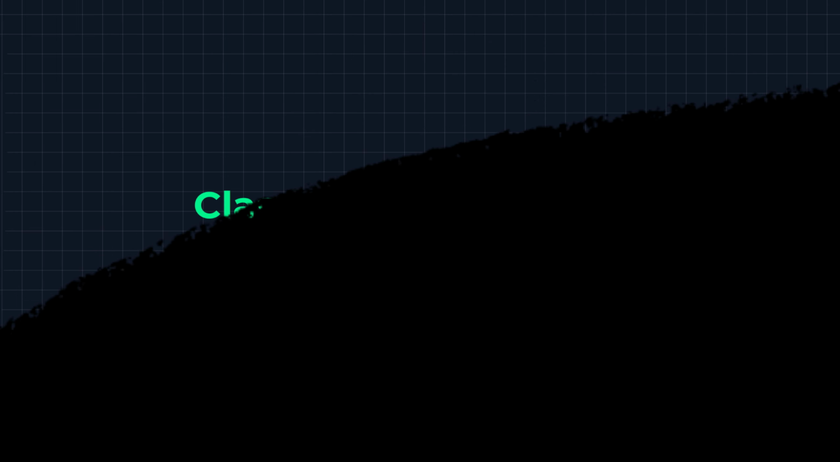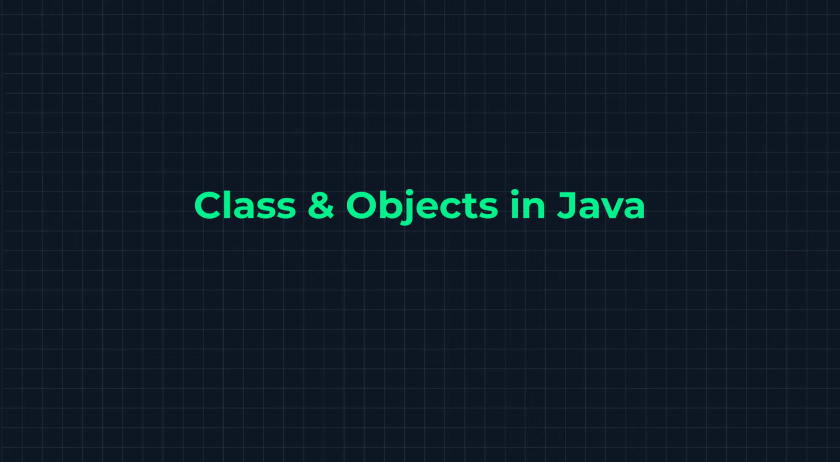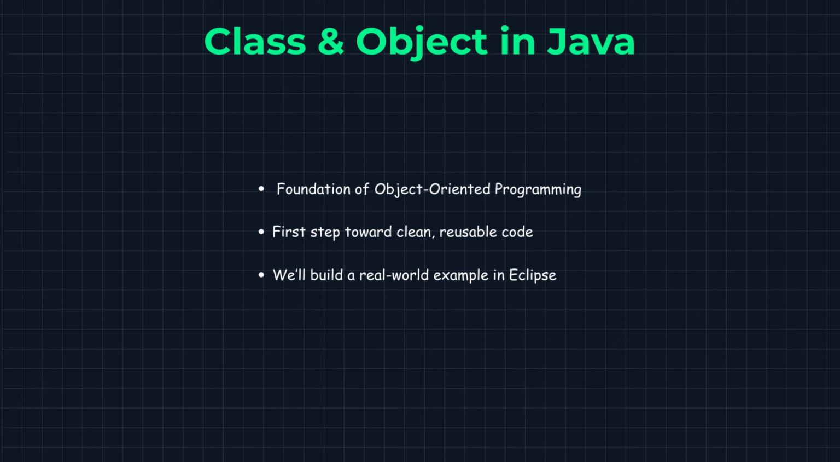Now, let's look at the core idea of OOP: classes and objects. These are the building blocks of writing smart and real world logic in Java. This is the foundation for everything we'll build in Java and in most real world projects.